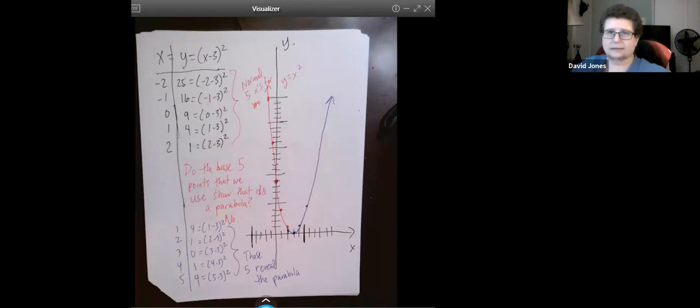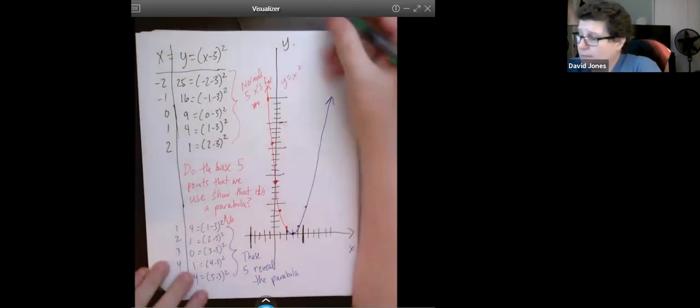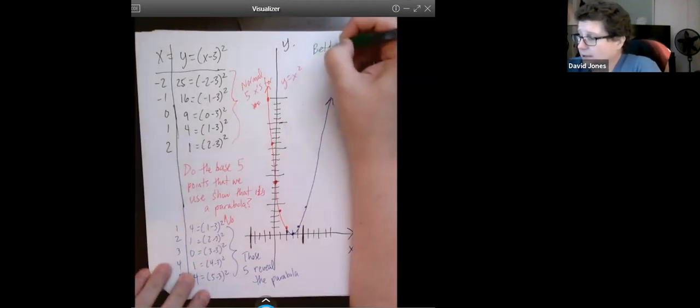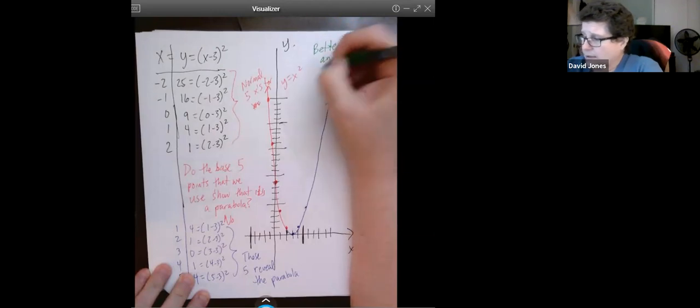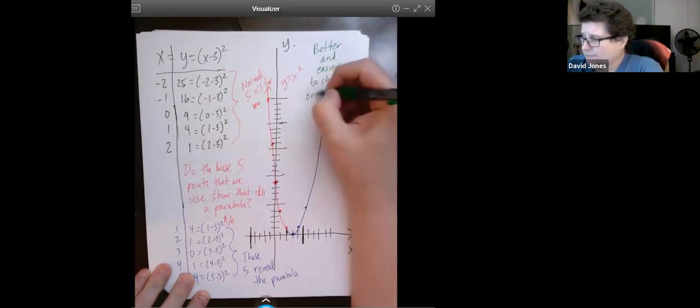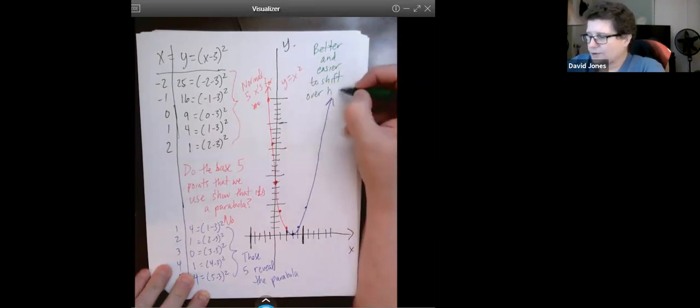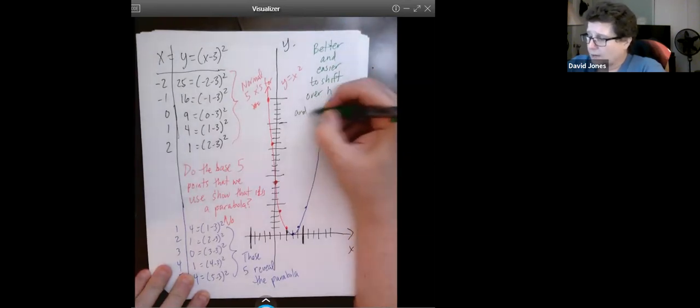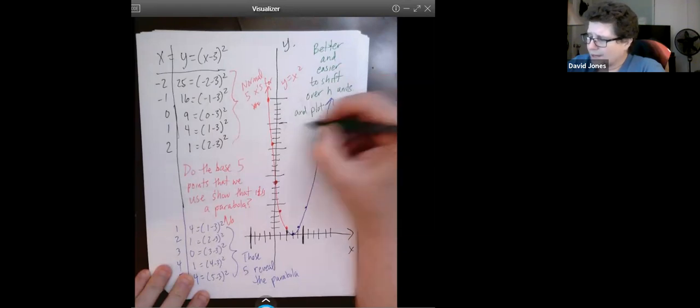So it's easier to do that shift by 3. It's better and easier to shift over, and rather than saying 3, I'm going to say h units and plot points from there.